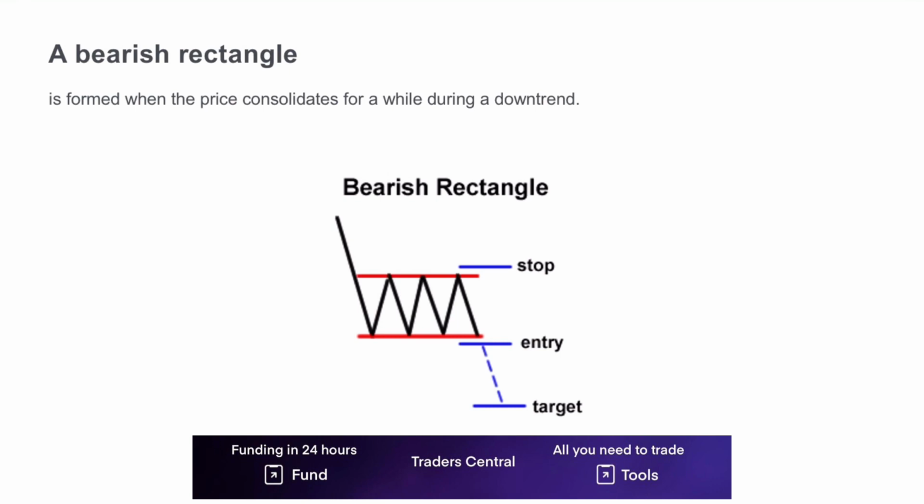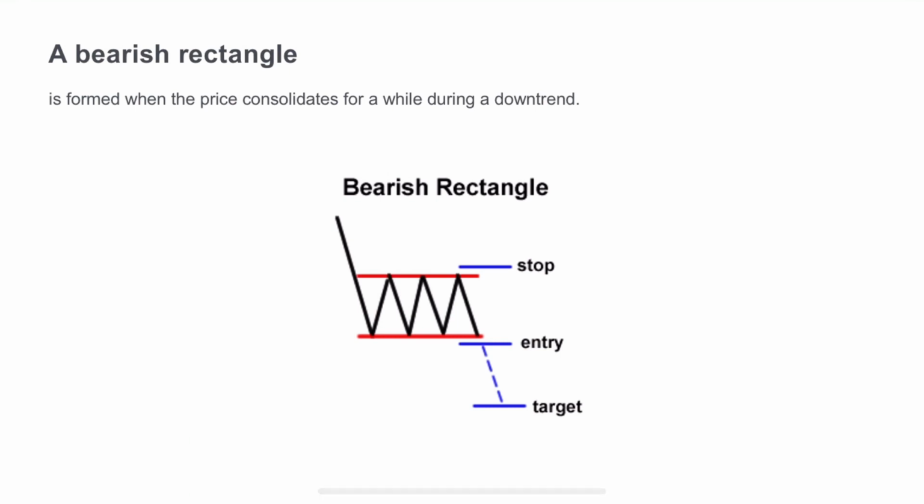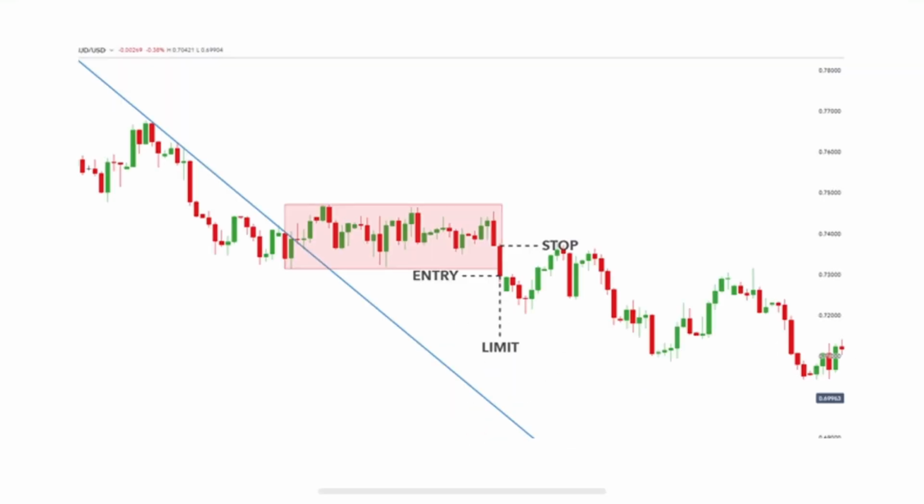So it's the same as this one. It's formed when price consolidates for a while during a downtrend. As you can see, the market was in a downtrend. It consolidates and then it goes down. So this is how this forms. The market must have been in a downtrend, then we have this consolidation. So all we do is just draw out our rectangle and then take the trade when the market breaks out here.